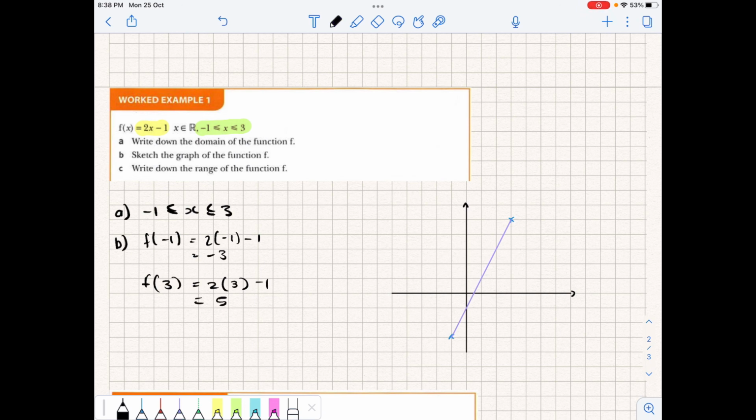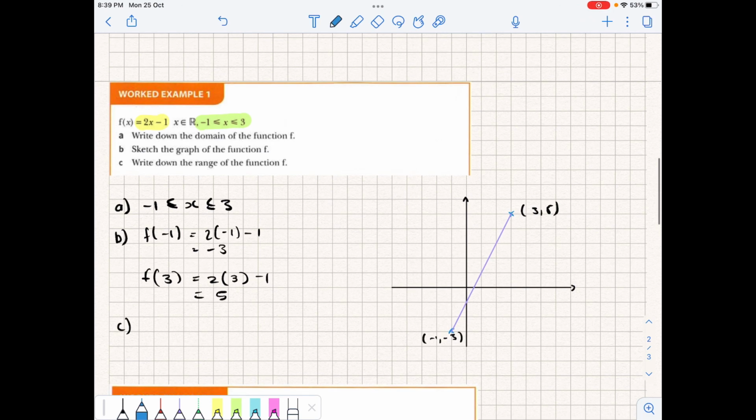Okay, we will put those coordinates in. And there's our sketch of the function. Right, the next part of the question says state the range. Well, the range is dependent on the domain. So what is the domain?